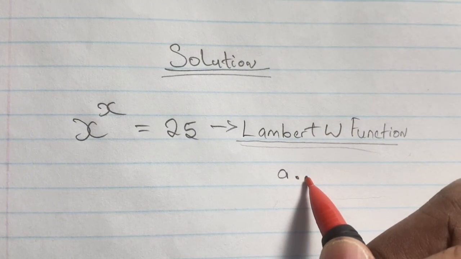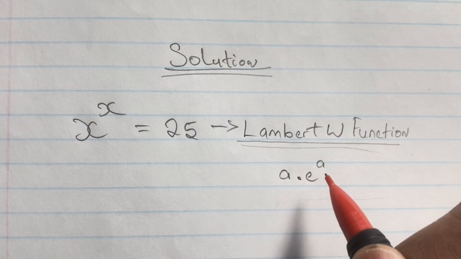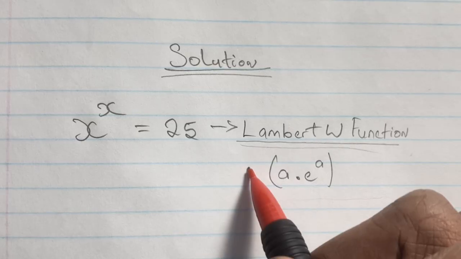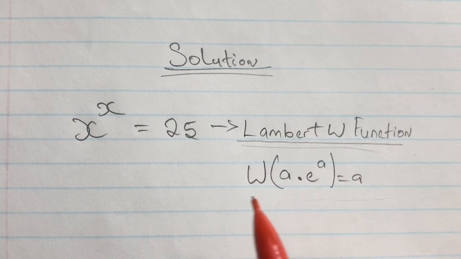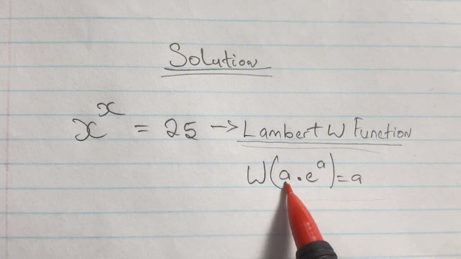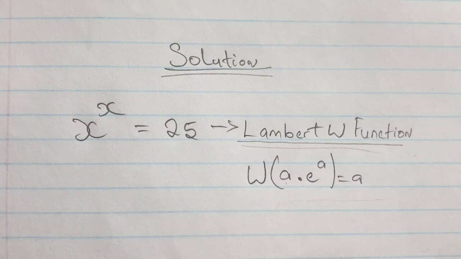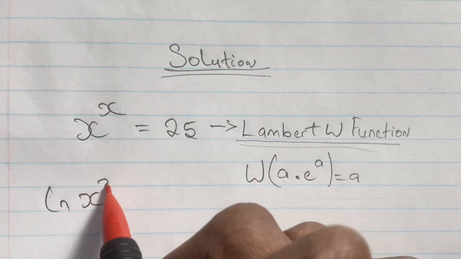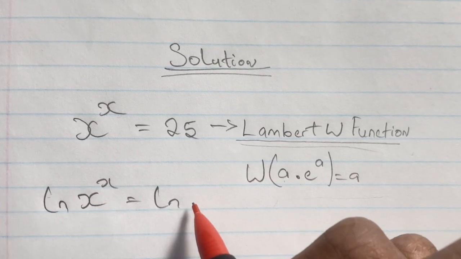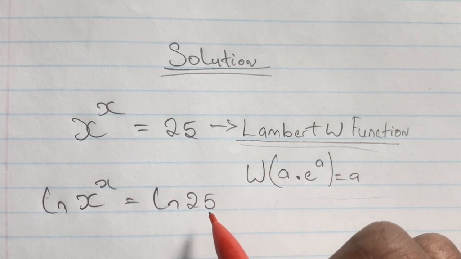The aim is that we need to write this expression in the form of a times e to the power of a, and then we apply a W function to this expression and the result will just be a. So where we have x to the power of x, we're going to write it in the form of a times e to the power of a. We start to do this by taking the natural log of both sides of this equation. So we have ln x to the power of x is equal to ln 25.